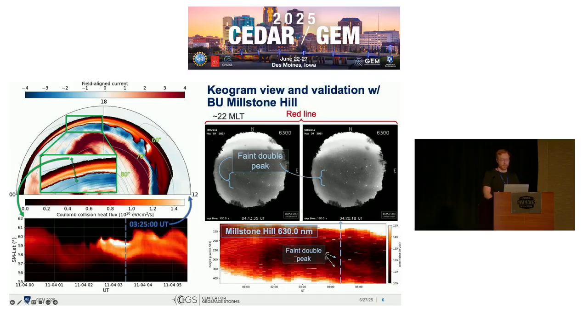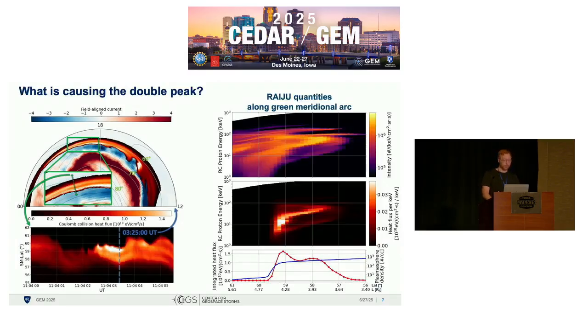And then down here, I've done a sort of, so far, uncalibrated keogram, just using the GIF here, but we're working with the experts at Millstone Hill to get the calibrated versions and do a better one-to-one comparison. But we can at least have some evidence that this was actually occurring during the storm itself. So the next question is, what is causing the double peak?